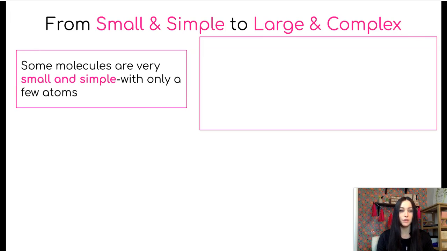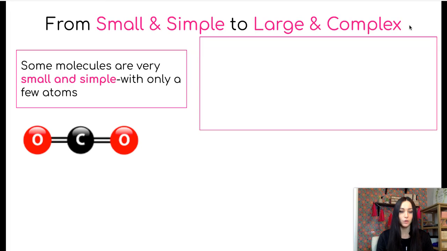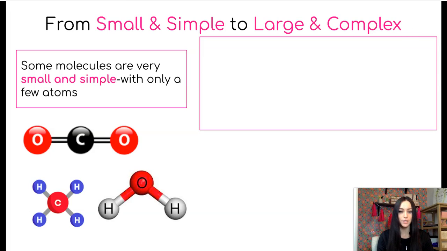Some of these very small, simple molecules are only made up of a few atoms. Some examples: carbon dioxide, only made of 3 atoms, 1 carbon and 2 oxygens. Another example is methane, 1 carbon and 4 hydrogens. Pretty small, not too complicated. Water is another example, only 3 atoms, 1 oxygen and 2 hydrogens.